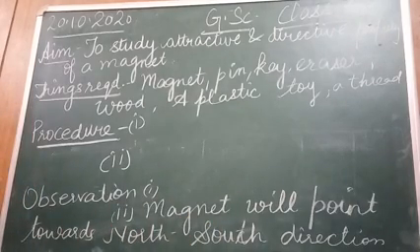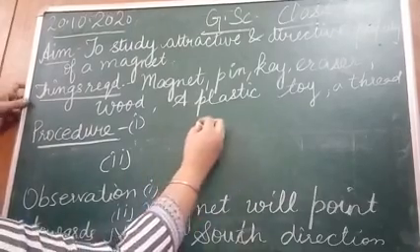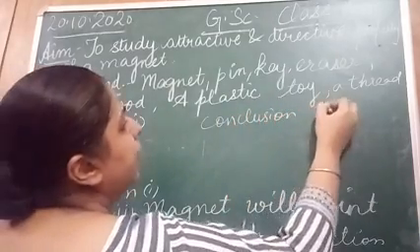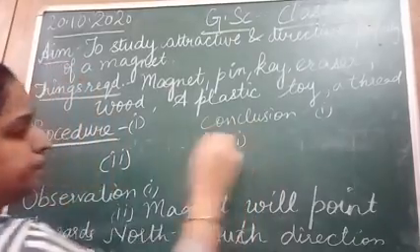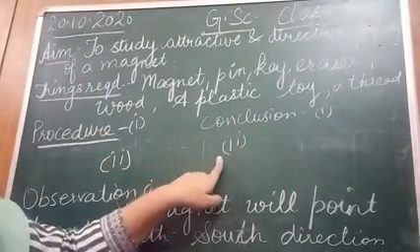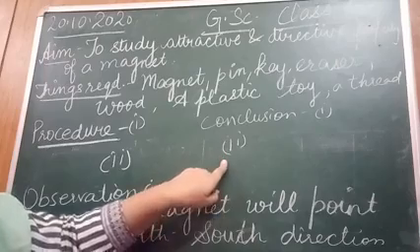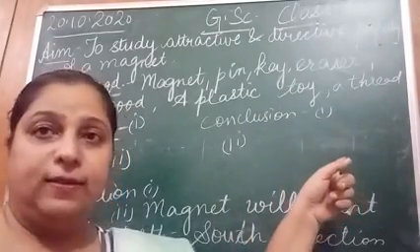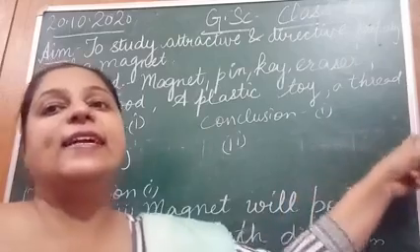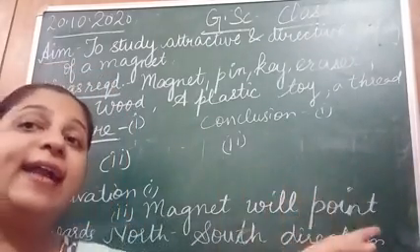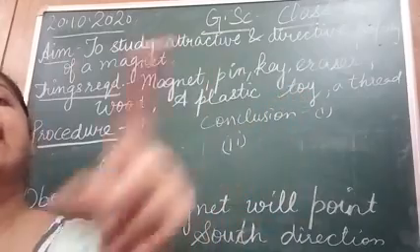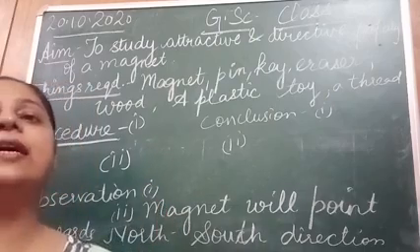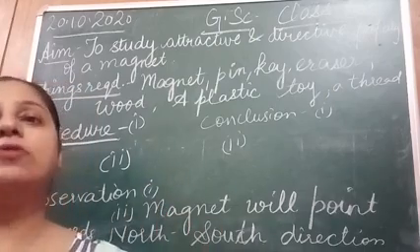After this, you have to write the conclusion. After the first conclusion, you have to write the second conclusion. Which conclusion will it be? It will be that magnet always points towards north-south direction. Right? This is the directive property of the magnet, that it tells us the direction. To which direction does it point? It always points towards north and south direction.